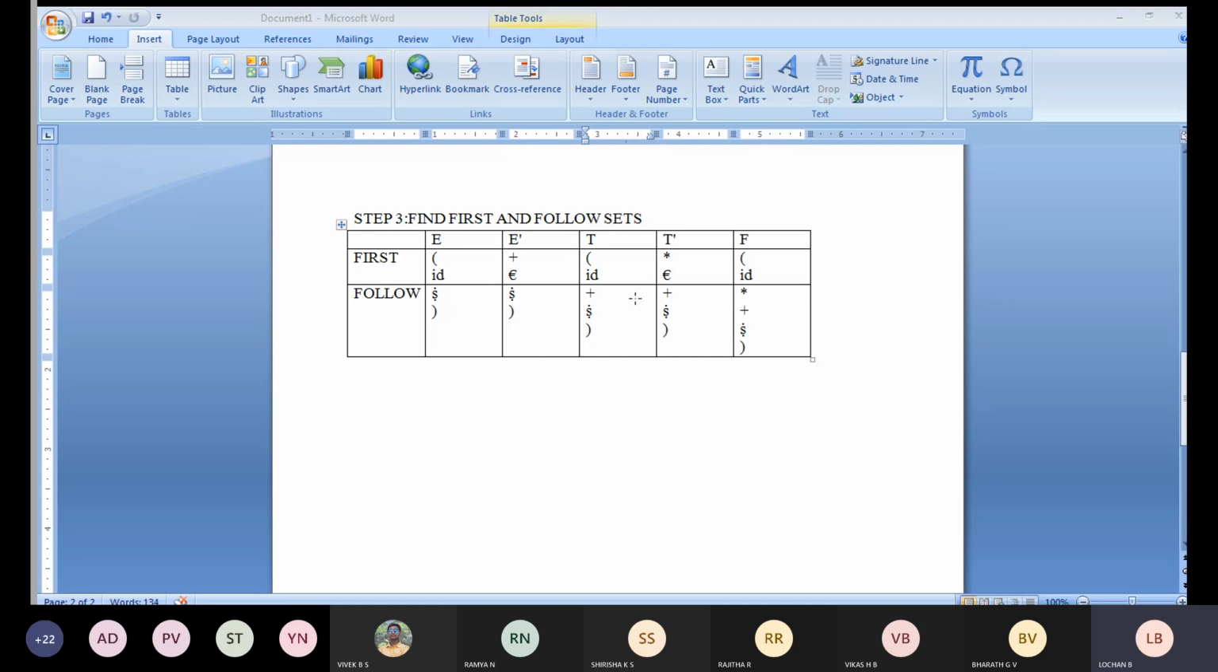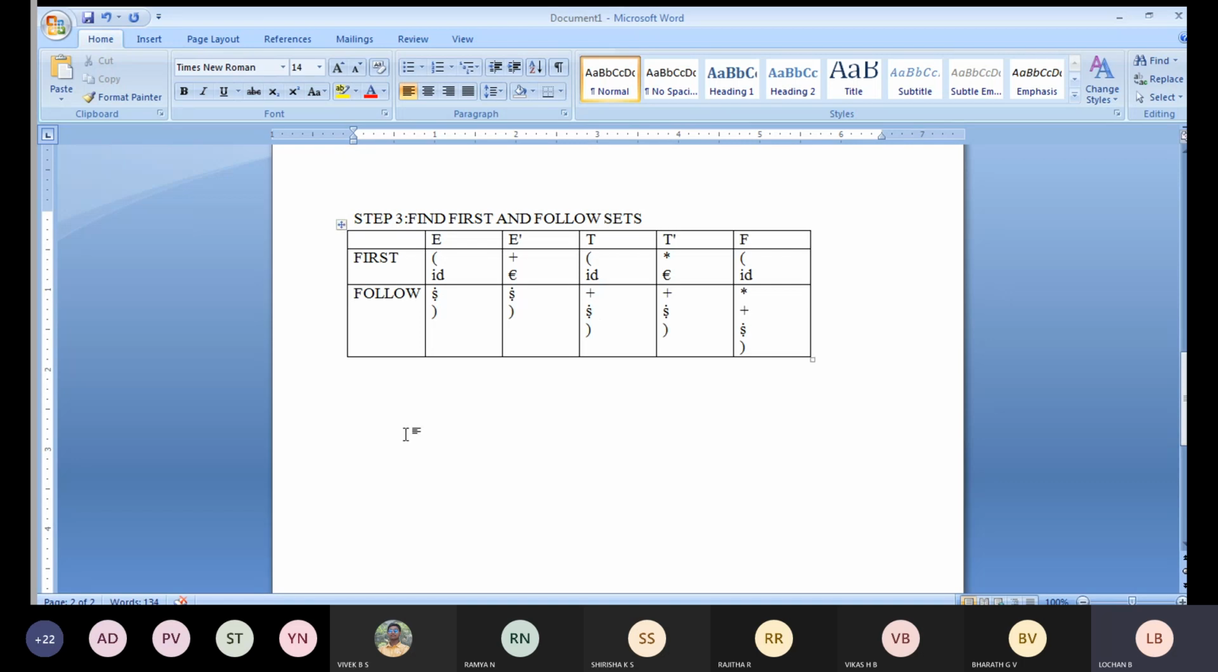Okay. Next is step 4. This also is solved. Step 3, first and follow. Step 4: predictive parsing table. This is very important. This is new now. Construct the predictive parsing table.